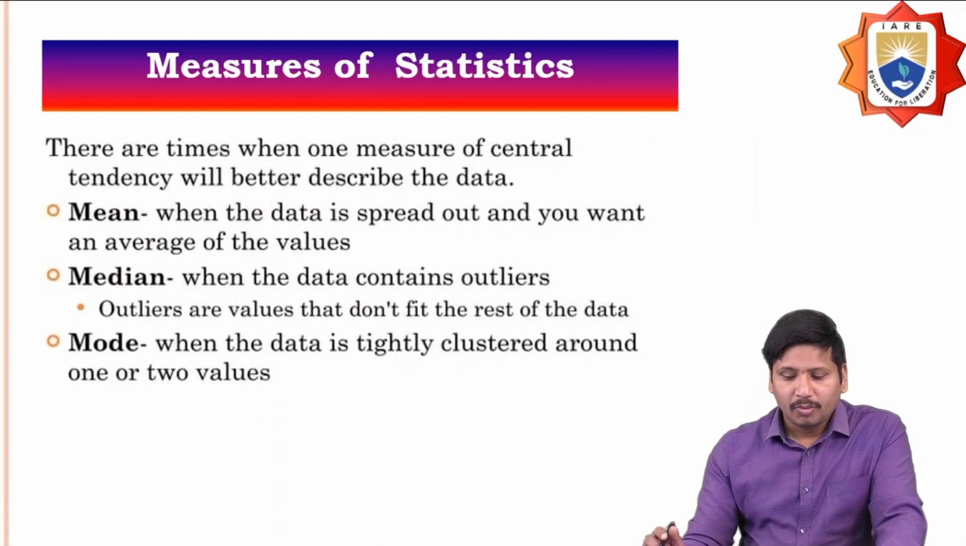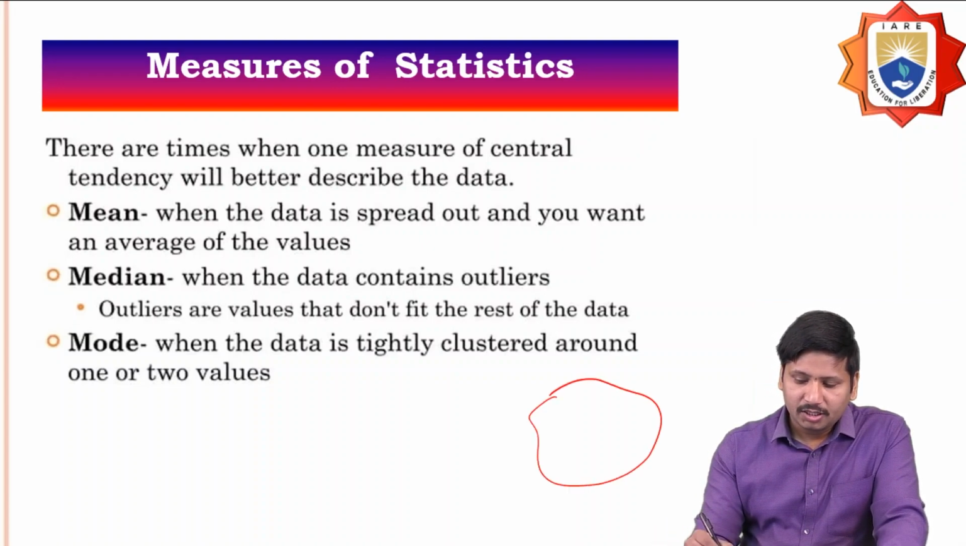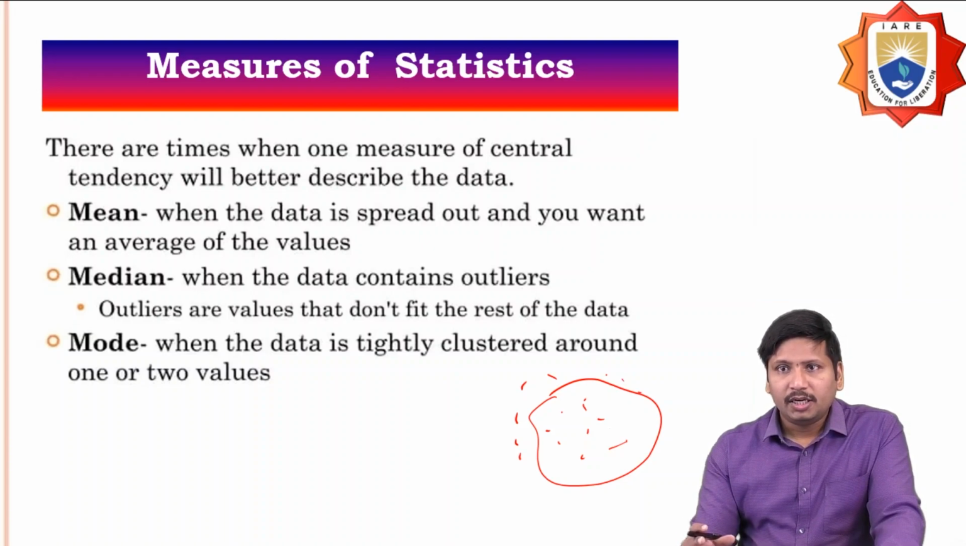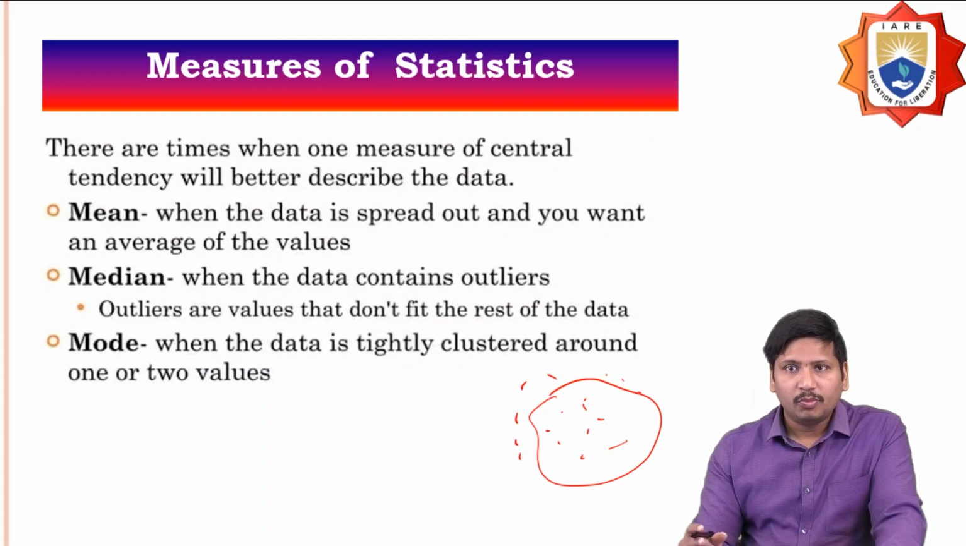Normally, if I take a cluster of data, suppose this is the data, the values which lie outside the cluster should be treated as outliers. That means these are the values that do not fit the rest of the data. And the mode is used where the data is tightly clustered around one or two or more values.